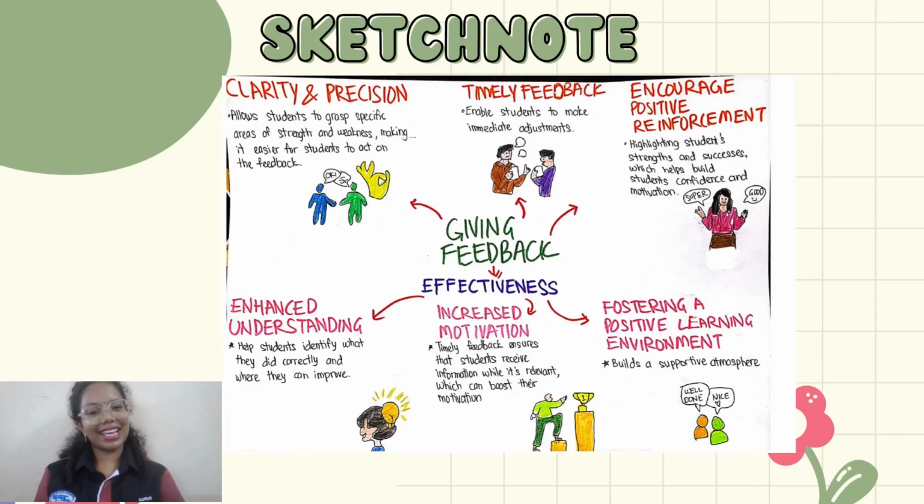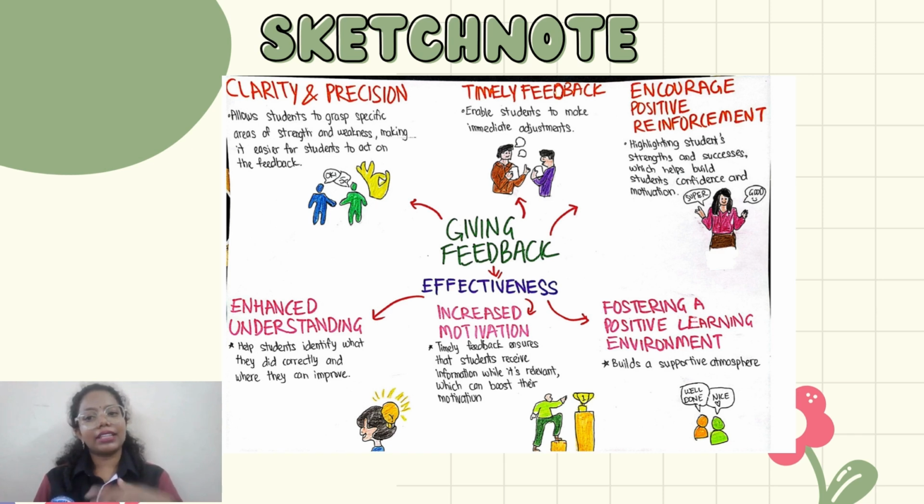So now let's explore the three main suggestions for improving feedback practices, and let's discuss their effectiveness, supported by examples from the videos. Okay. First, clarity and precision. The first suggestion for improving feedback is to ensure clarity and precision.